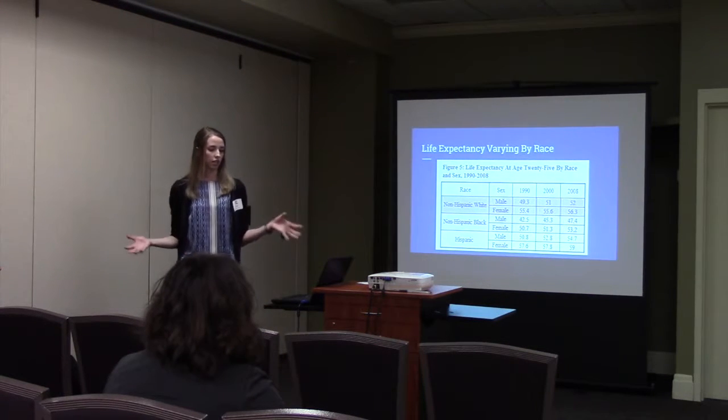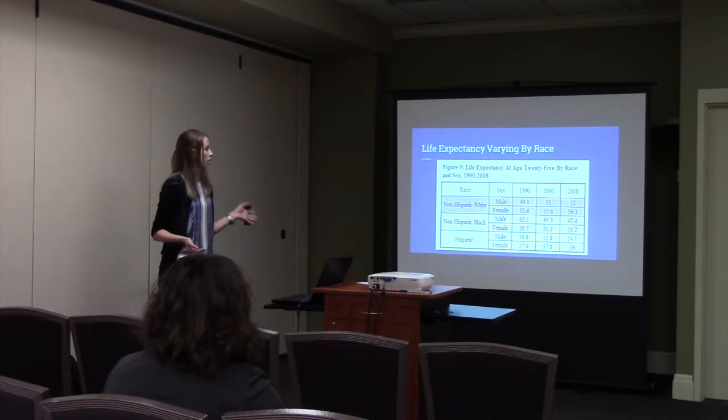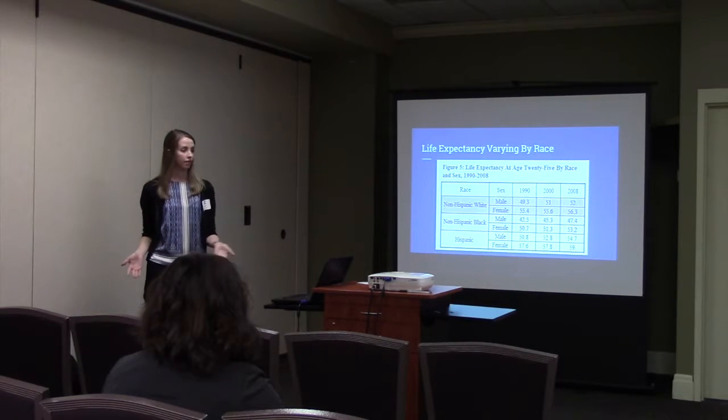So next, I'd like to look at life expectancy varying by race. As I mentioned, if you look at the period from 1990 to 2008, there is consistent improvement across all six of these categories for individuals at age 25. You can also see, broken down for males and females, that females tend to live longer than males.